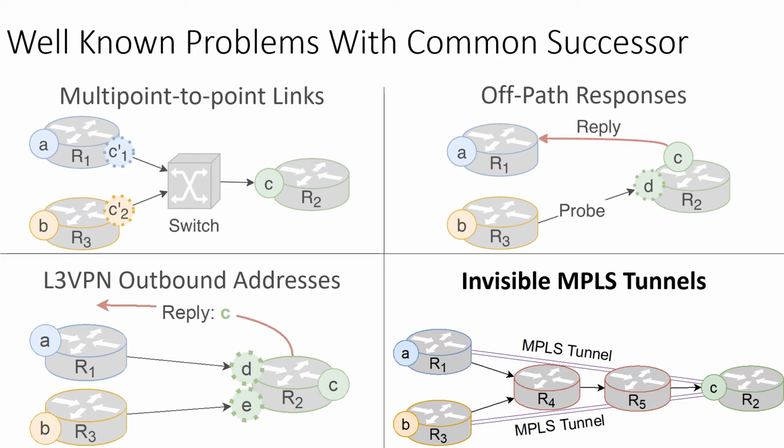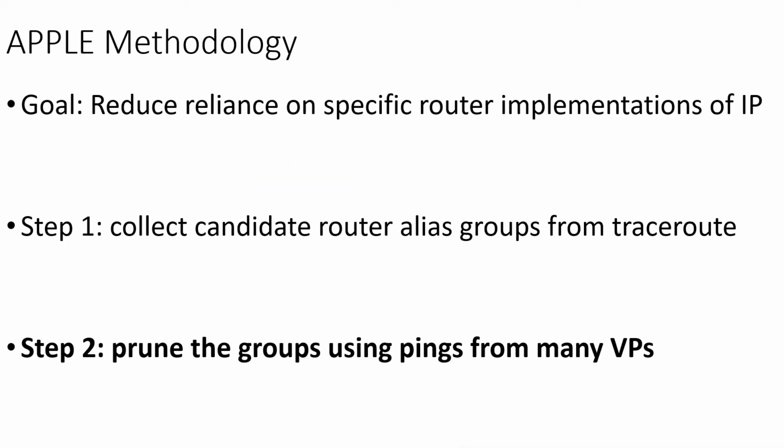And importantly, in all of these cases, A and B share a common successor, but do not belong to the same router. Alright, so this brings me to the second step, where I use information learned from the ping probing to prune the candidate groups of router aliases.